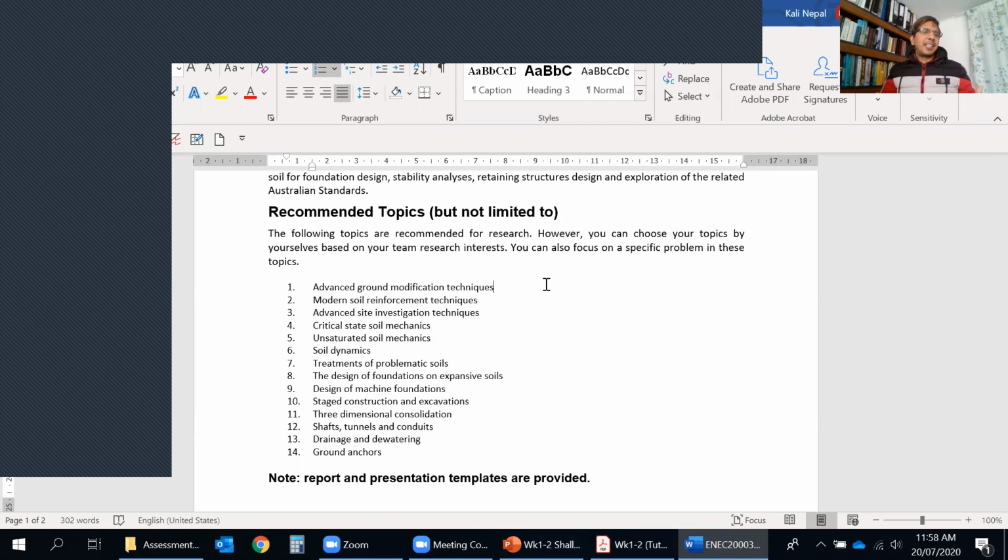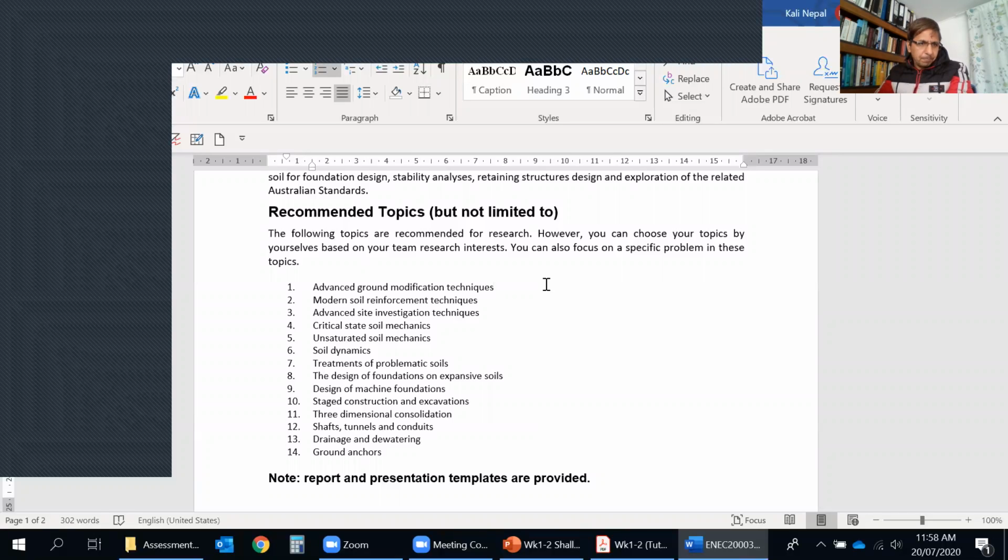You are in a master's degree, not just doing an assignment, but doing research is a lot better, because I cannot cover everything in the unit. So you choose one of the topics, and then you investigate, and then you write a report about it, like a research paper report.